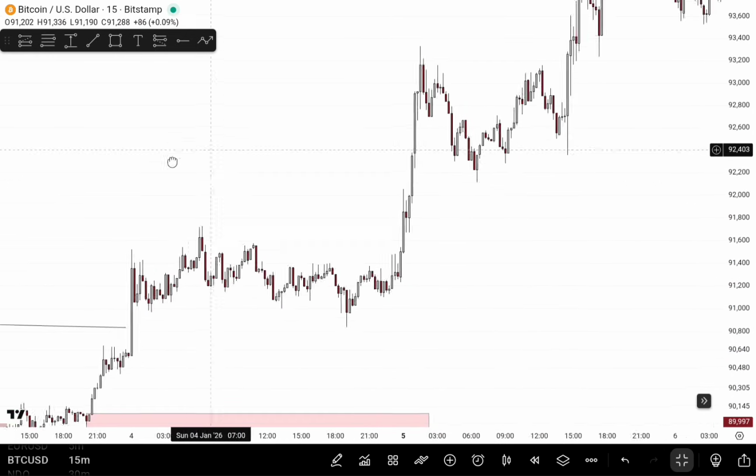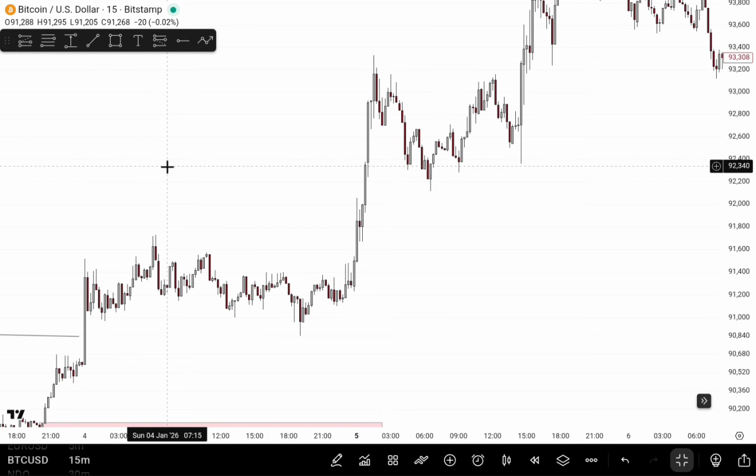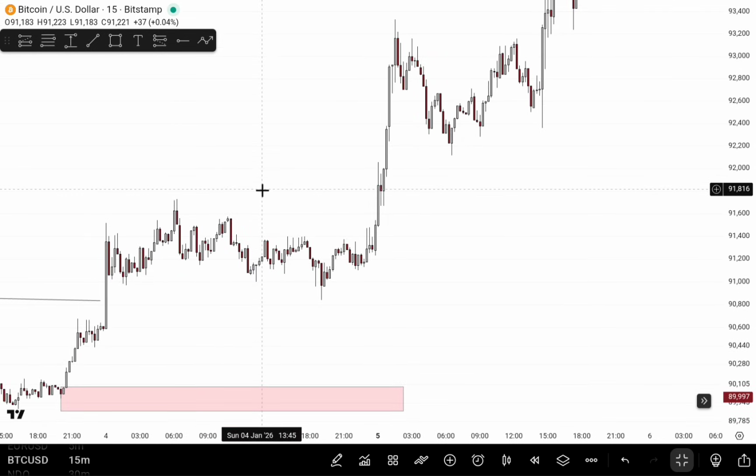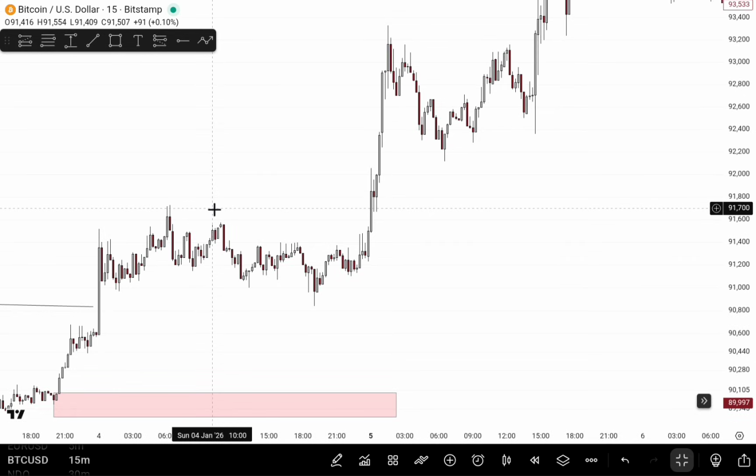So, all right. You really just need to be patient. Once you're not patient, the market is going to liquidate you. So you need to identify the liquidity of the market. First, identify the liquidity, and after liquidity, you take your entry.